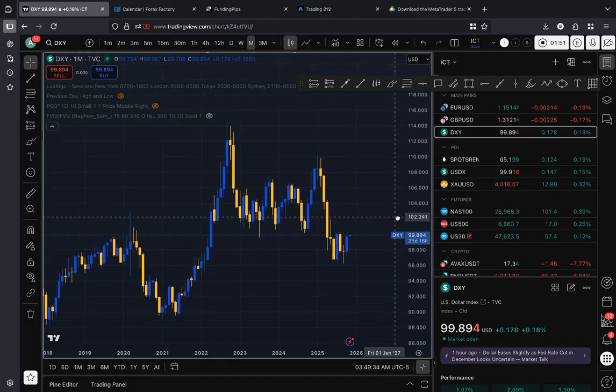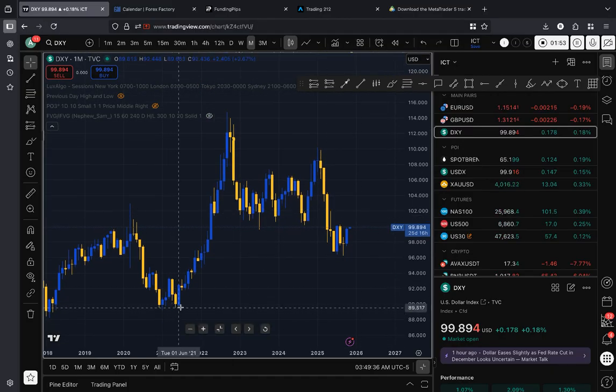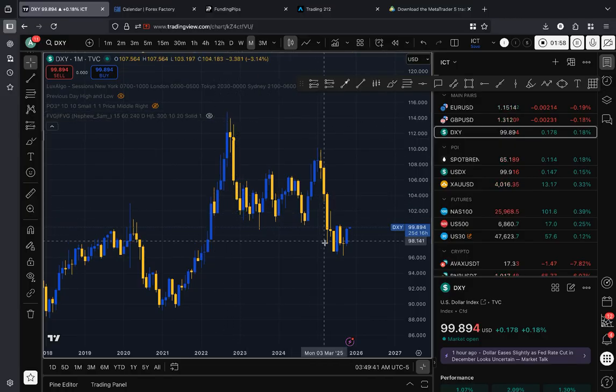All right, so starting with DXY, one of the things that I want you to notice right over here is how price is moving from this point to this very top. Now, every other thing that price has done in between has literally been in between this high and this high. So we'll call this internal range liquidity on the monthly. Now, what does that mean? It means that I want to see what price wants to do, or where price wants to go on the monthly.